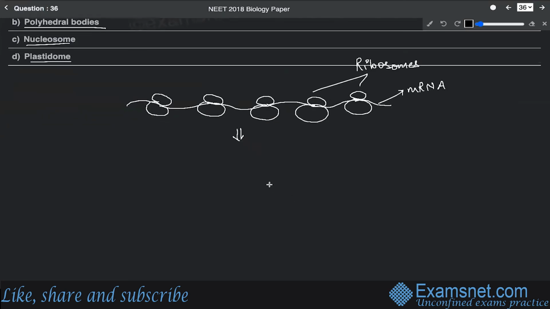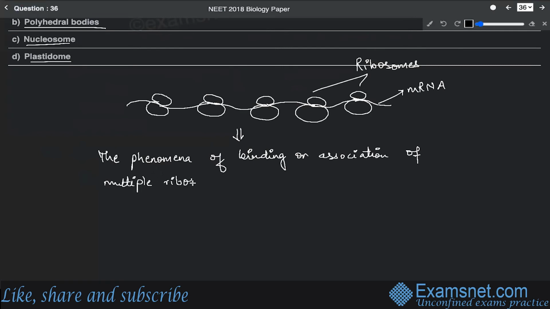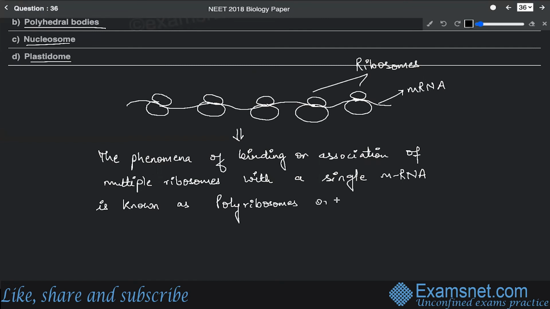All right. So you can just write that the phenomenon of binding or association of multiple ribosomes with a single mRNA is known as polyribosomes, which is also known as polysomes.